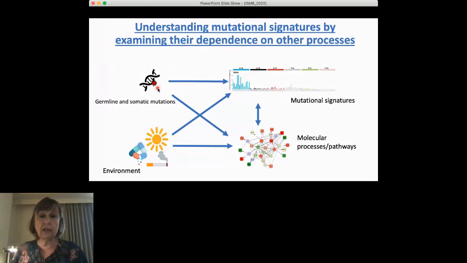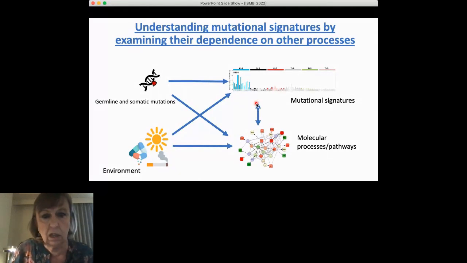So how can we start to understand those signatures using computational methods? Well, we have to appreciate that those signatures may be caused by germline mutations, can be caused by environment, but also that there is a relationship between mutational signature and the gene expression network and pathways. And understanding of those relations will help us to understand the mutagenic processes or other molecular processes that may be responsible or otherwise associated with those signatures.